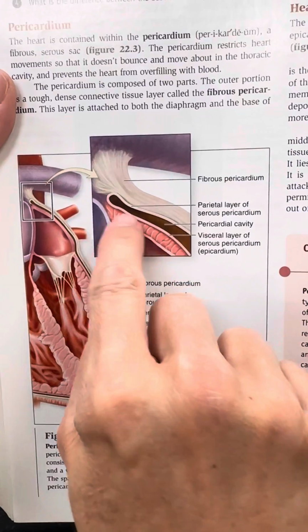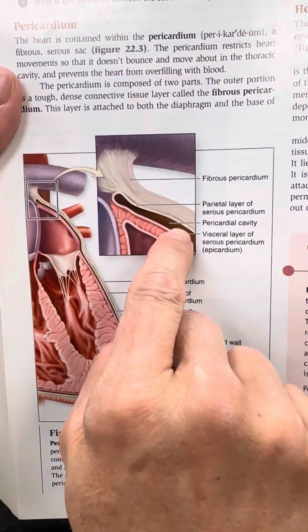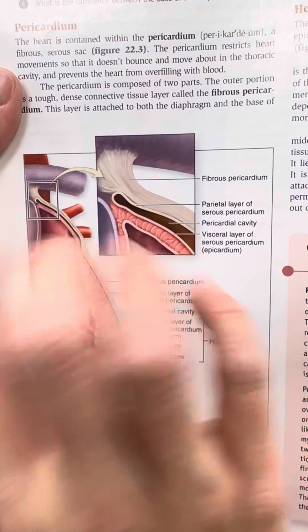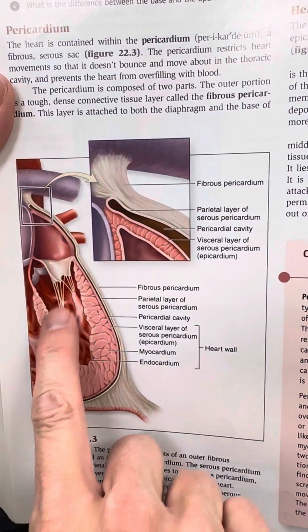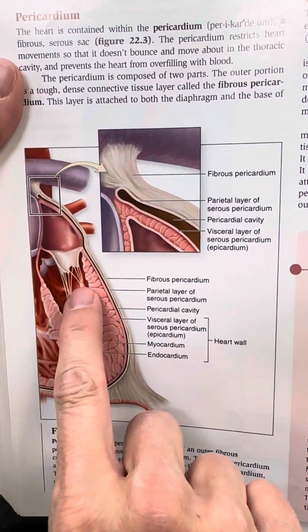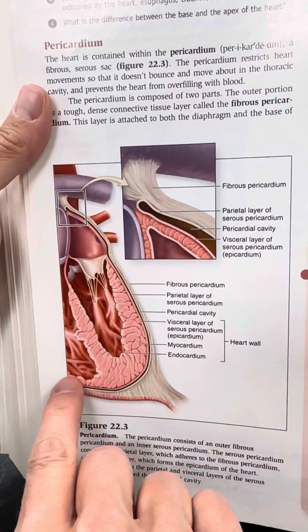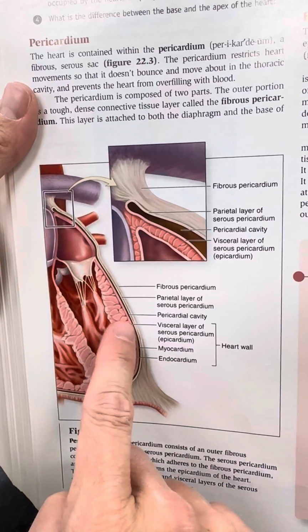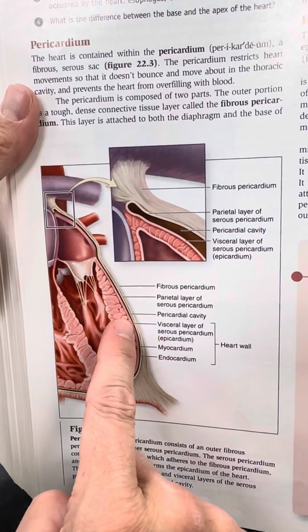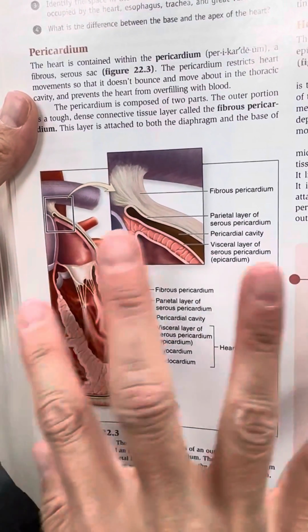Now, in between these two layers of serous pericardium, we're going to call that the pericardial cavity. And then on the heart, we also have some layers. Anything lined on the inside of the heart is going to be the endocardium. Anything in the middle, that's the muscle layer, we're calling the myocardium. And then the epicardium, again, is synonymous with that visceral layer of serous pericardium. So whatever makes sense to your brain.